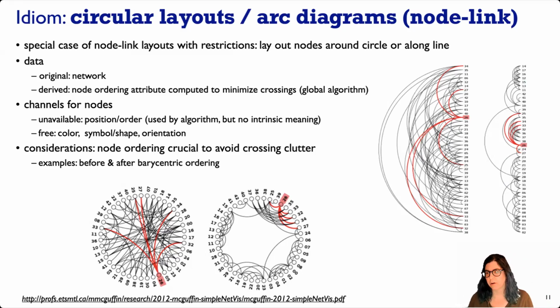Same thing for the linear, when you've got the nodes arranged along the line and then you're drawing them as arcs, these arc diagrams. The one on the left, lots of clutter. The one on the right has substantially more visible structure. It's the same data, the same network, but we've had an algorithmic ordering applied to those nodes.